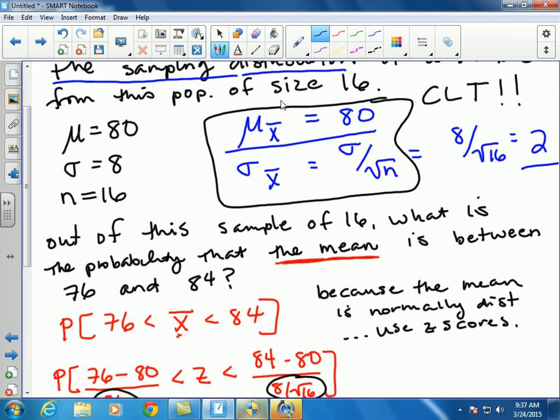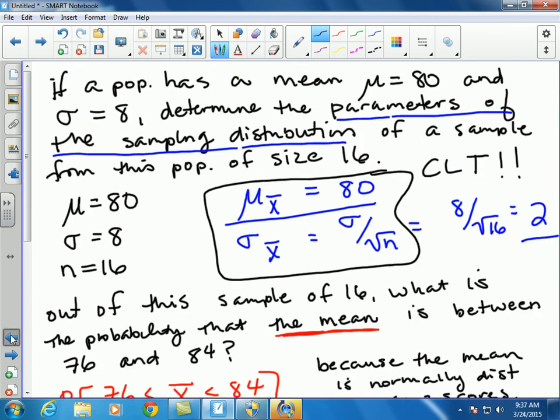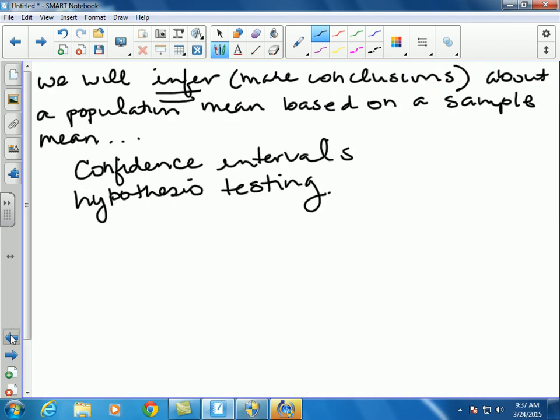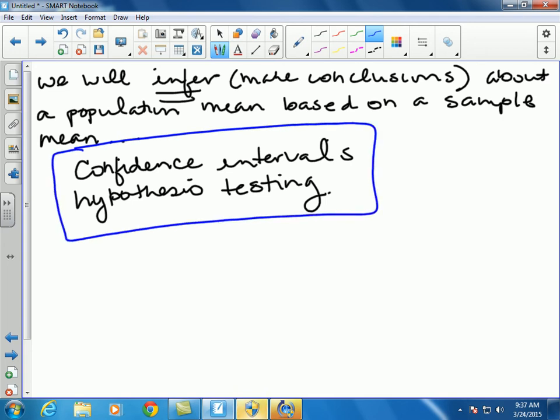So that's my lecture on sampling distributions, and we're going to move forward and then use the sampling distributions to talk about confidence intervals and hypothesis testing. So the next set of lectures will be all about confidence intervals.